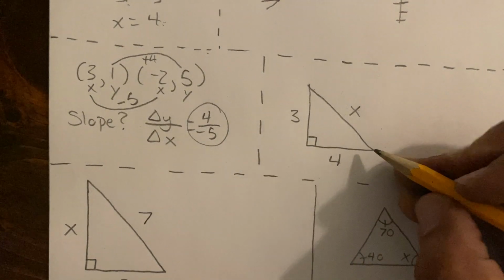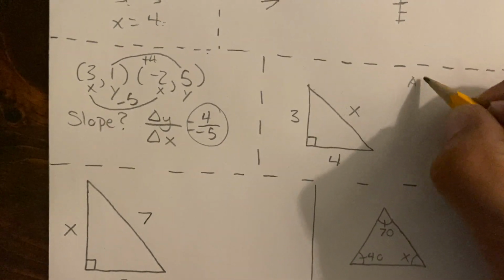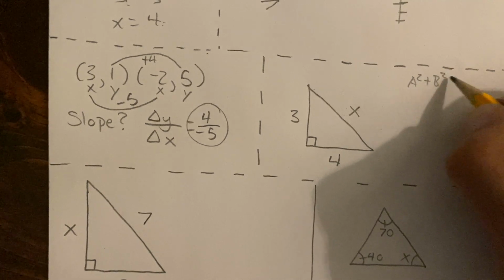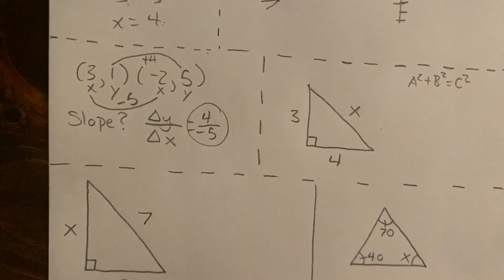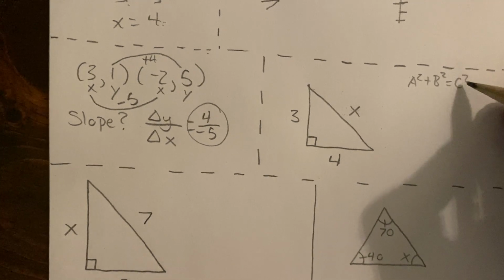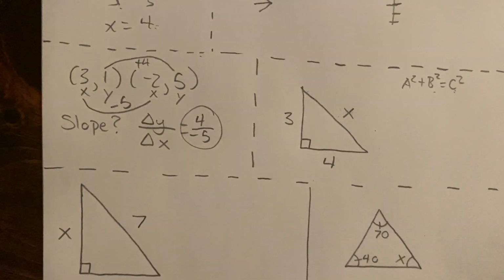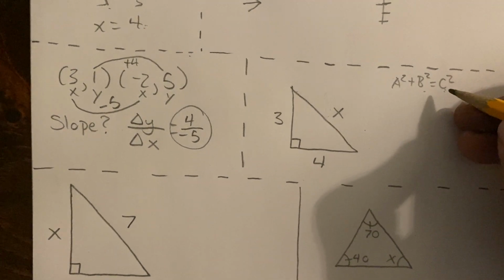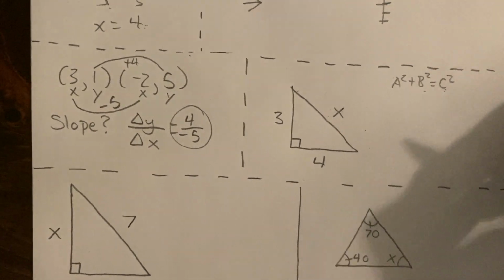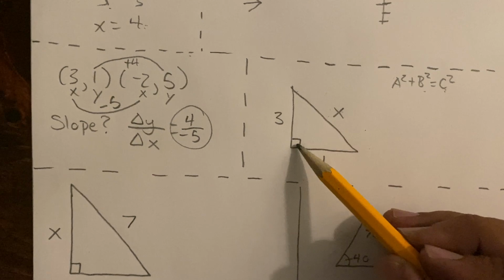Now let's work on Pythagorean's theorem. Remember, it is a squared plus b squared equals c squared. Now, c is the only important one. C has to go here. The other 2 are interchangeable. So C is always the hypotenuse, the longest side of the right triangle. Or you can tell that this is pointing at it.